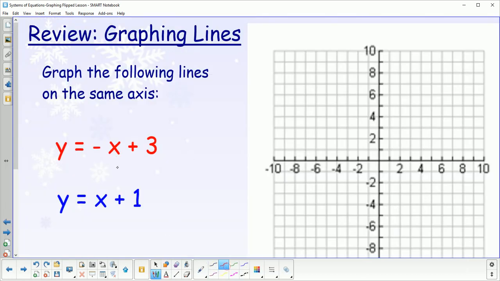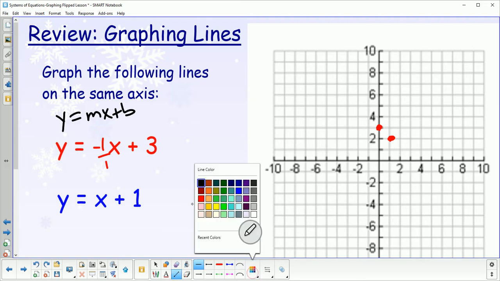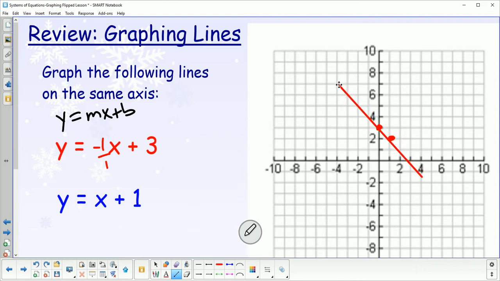If I go ahead and plot this first line, we're going to need to remember that both of these are in y equals mx plus b form. If I plot that first one, our b is 3, which means I have a y-intercept at 3, and then my slope, remember the number in front of x is 1, so negative 1 over 1. So I'm going to go down 1, right 1, and then I'm going to draw a line through those 2 points. Like that. Now it's going to be really important in this chapter that we draw our lines pretty long because we need to make sure that we can see where they intersect.